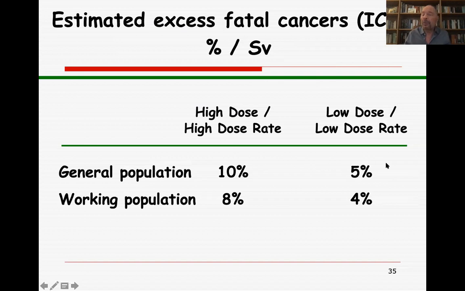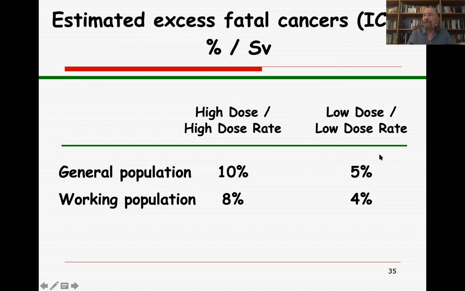But then you have the problem of the low dose rate exposure. If you want to apply Hiroshima and Nagasaki to me, you cannot use the high dose rate, because in Hiroshima and Nagasaki the whole exposure was in 1 minute, but in our case it is over years. So as I told you in the previous lecture, the ICRP applies a DDREF of 2. So the 10% abruptly becomes 5%, and this is 4% for the working population.